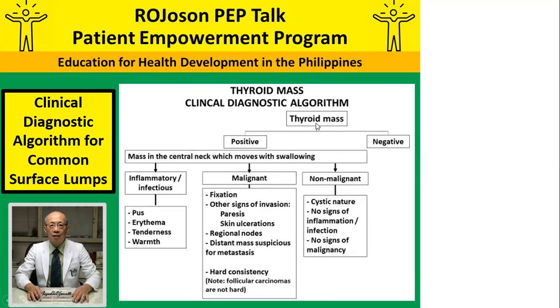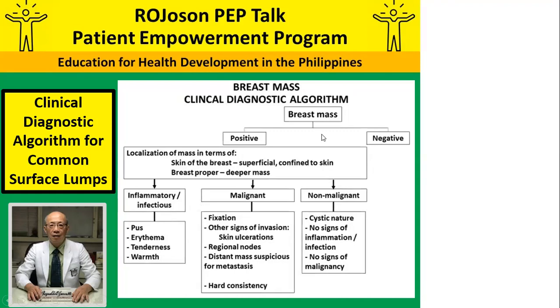Sa thyroid, ganun din. Thyroid, you look for signs of inflammation. Kung wala, then you look for signs of malignancy. Kung nakadikit, hindi gumagalaw, at may lymph nodes, may distant mass, then you suspect malignancy. Kung wala ito, then you can say that most likely it's benign. So by elimination lang, 1, 2, 3. Ganun din sa breast mass. Hanapin nyo inflammation. Kung may signs of inflammation, breast infection. Kung wala, you try to look for signs of cancer. Kung walang signs of cancer, then you settle for most likely it's benign.